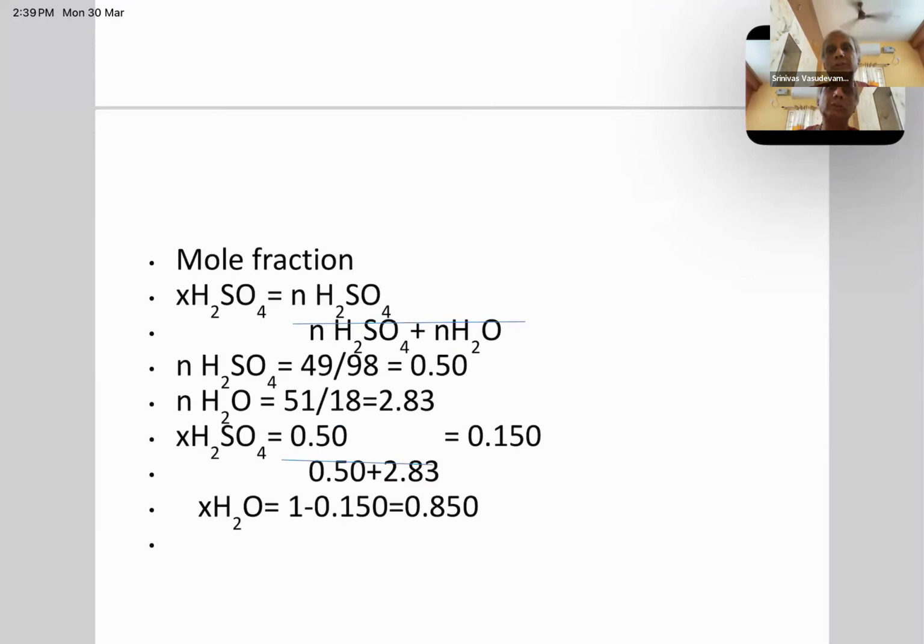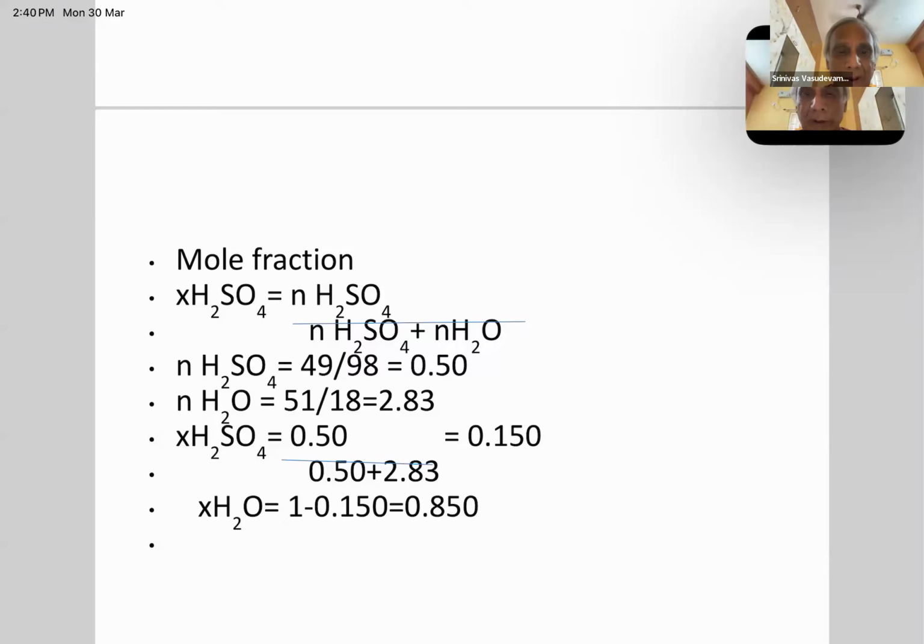Mole fraction is the number of moles of sulfuric acid divided by the number of moles of sulfuric acid plus the number of moles of water. Number of moles of sulfuric acid is 49 by 98, 49 grams of sulfuric acid, molecular mass 98. Number of moles of water is 51 grams of water divided by molar mass of water, 18, which is 2.83. Total number of moles is 3.33.